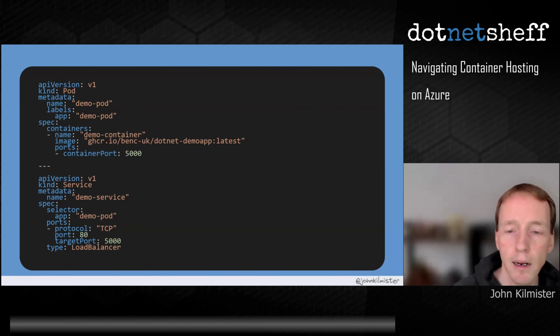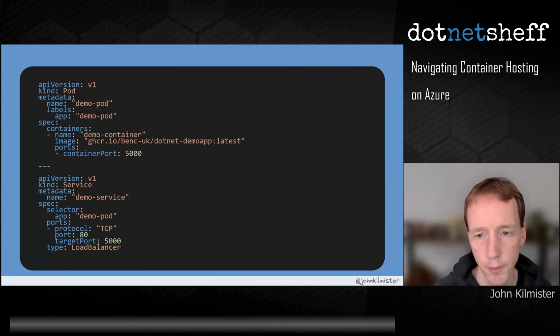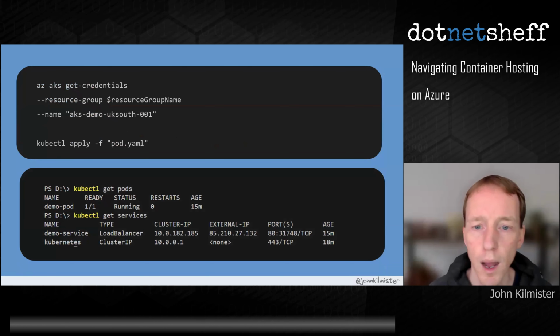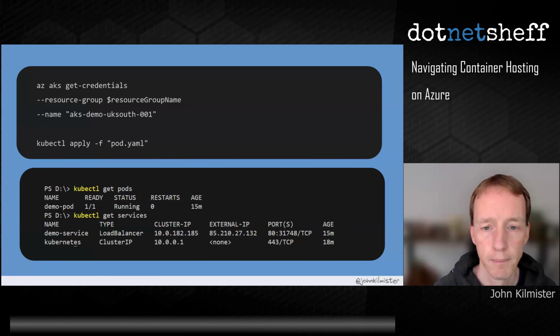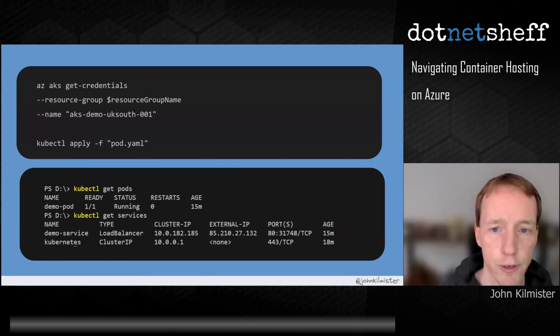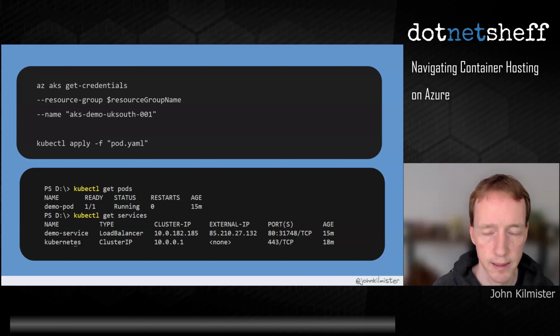And once we've got that, we actually need to apply that into the Kubernetes cluster. So we can use the kubectl commands to do that. So firstly, we need to get the credentials from Azure, and then that will allow us to execute these kubectl commands. And here we just apply that YAML file.